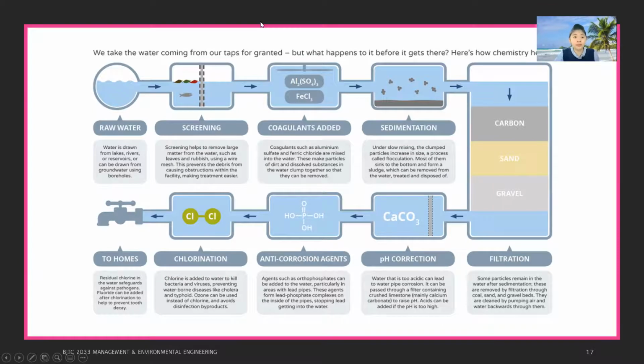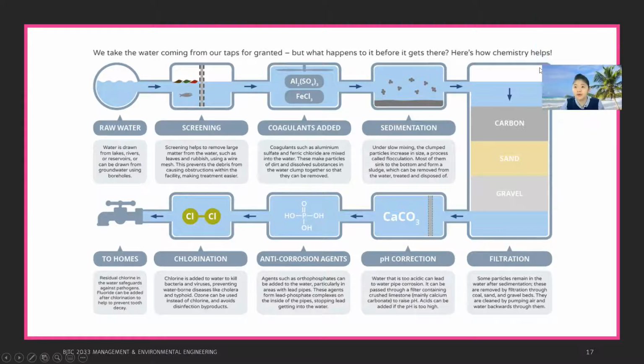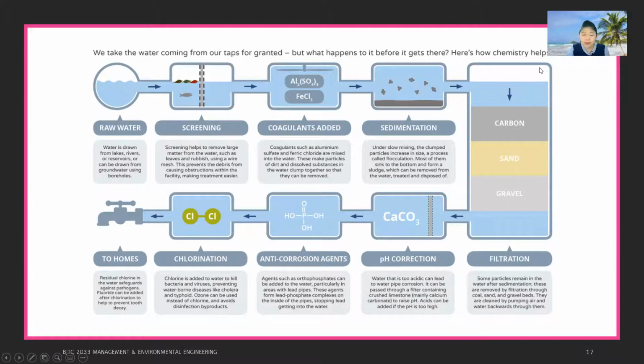Do we take the water coming from our taps for granted? But what happens to it before it gets there, and how does chemistry help? Okay, we always take our tap water for granted, so we open it and let it go. Have you ever thought about it before you use it? Before you use it here, this is the complete process.